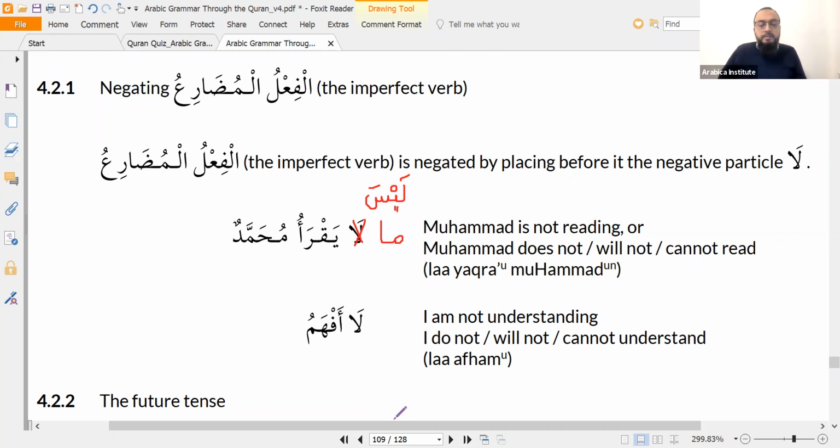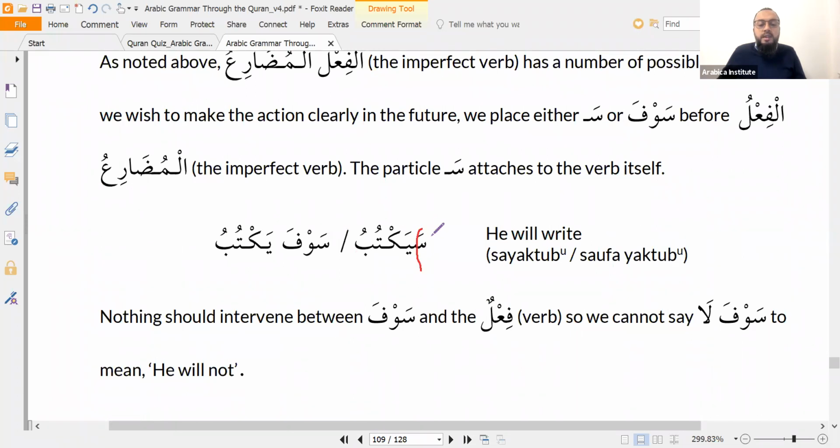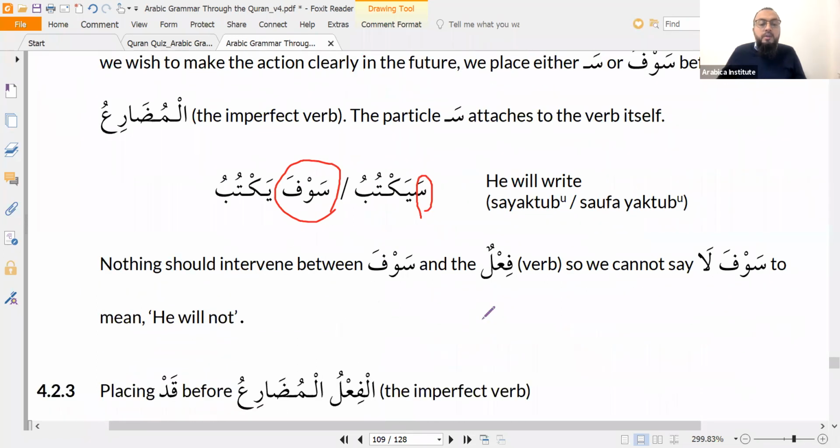La lastu adri. Right, future tense. We've done this. You put a sa or a sofa. Of course, you don't need those. Context can also tell you whether the verb is perfect or future. One thing you shouldn't do is say sofa or sa if you're negating the verb. You don't say sofa la adhabu. That's not allowed. You just say la adhabu. Or how else can you make it definitely future?